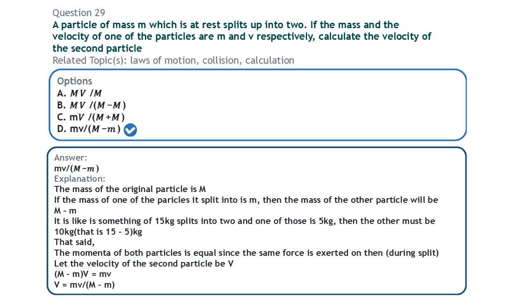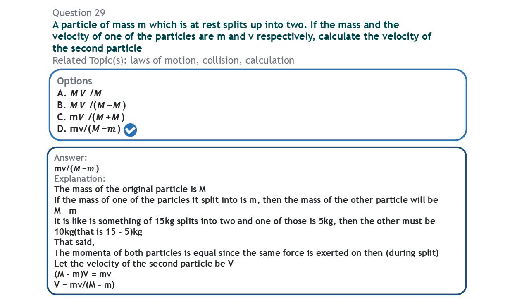So we've represented the mass of the original particle as capital M, and the mass of one of the particles that it splits into as small m. So the mass of the other particle is going to be, you subtract the mass of this small particle from the original particle, so you have M minus m. Now the momentum of both particles is going to be equal because this is the same force that was exerted on them during that split.